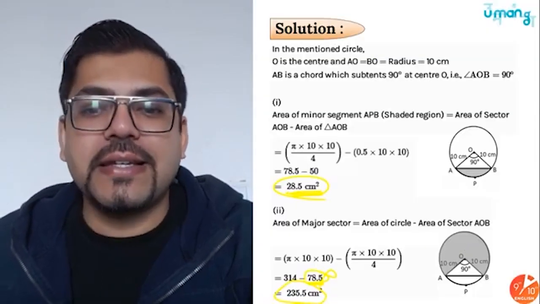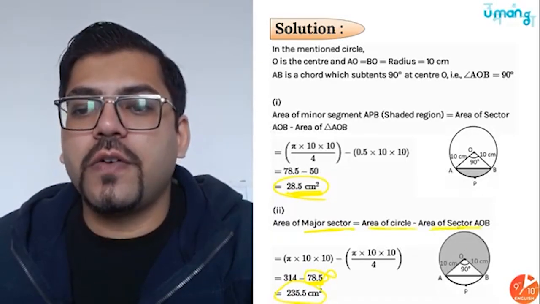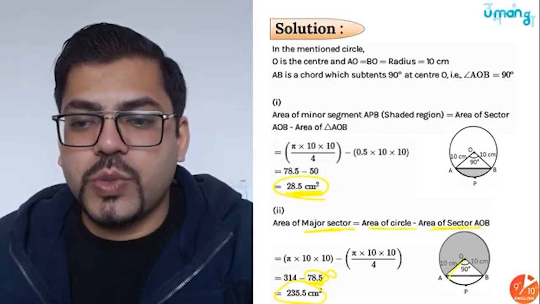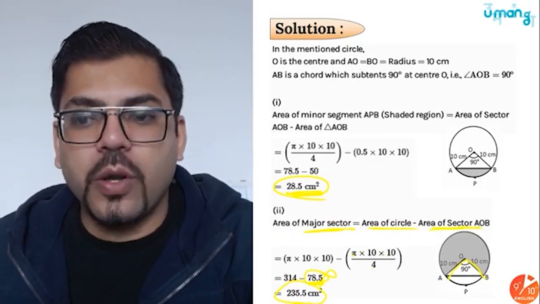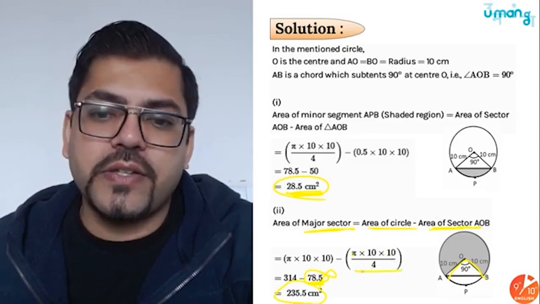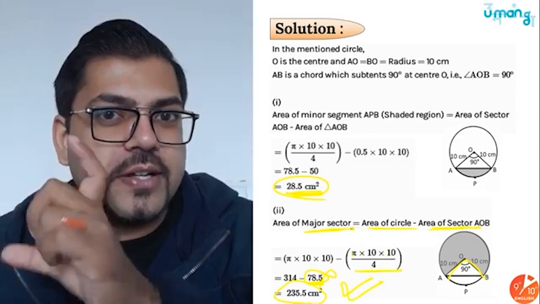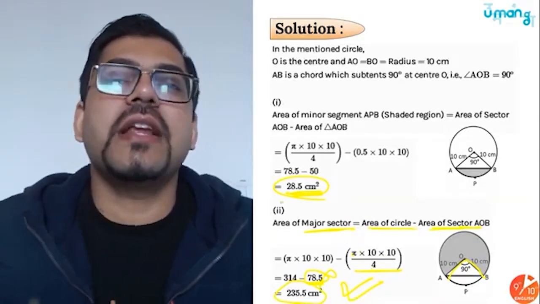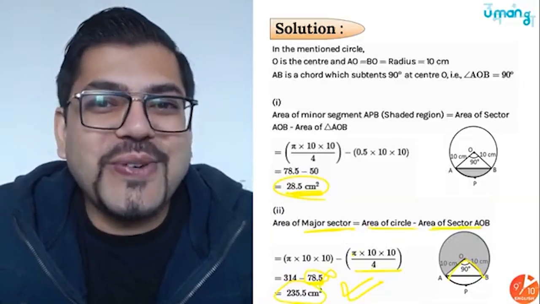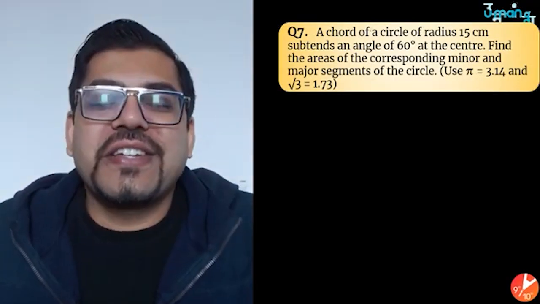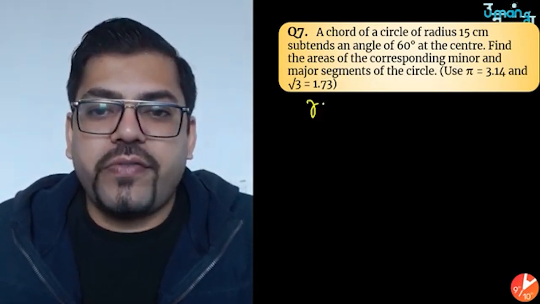In case that is major sector, people, major sector, so that is area of circle minus area of minor sector, that is this one. Theta means pi by 4 into r square. Quadrant, na? It is a quadrant. So that is why this will be the answer. So this is right for major sector. I hope you understood what is the difference. Cool? Chalo. If you understood, let's move on to the next question. Here's the next. The question says a chord of a circle of radius 15 centimeter. So radius is given 15.